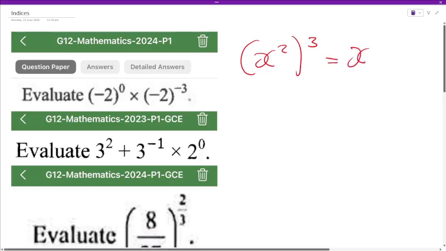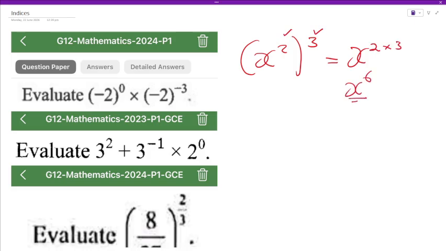All you have to do is multiply the indices. So it's going to be 2 times the 3 there, okay, 2 times 3 there, giving you x to the power 6. That is what you do whenever you have double indices.